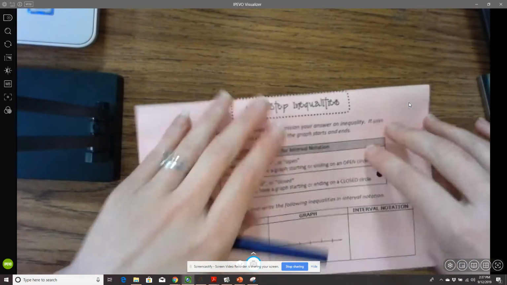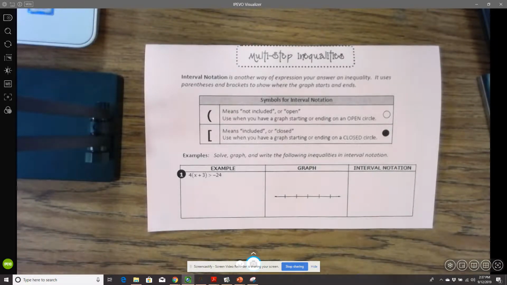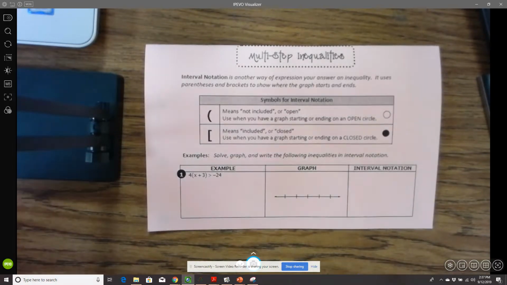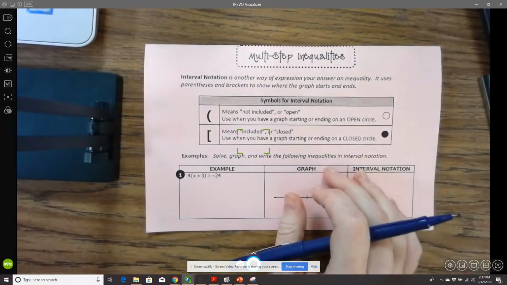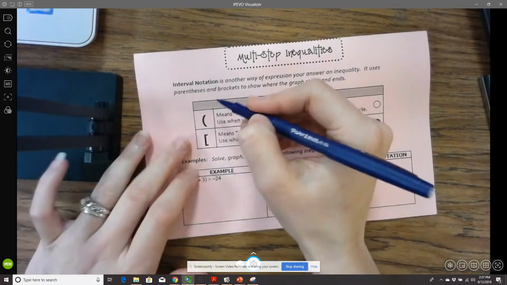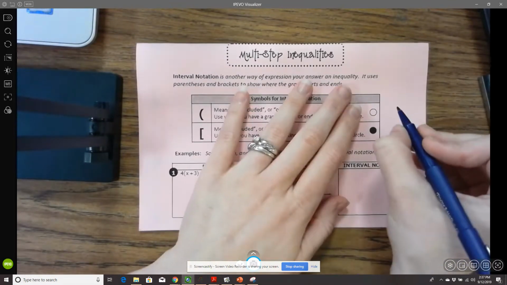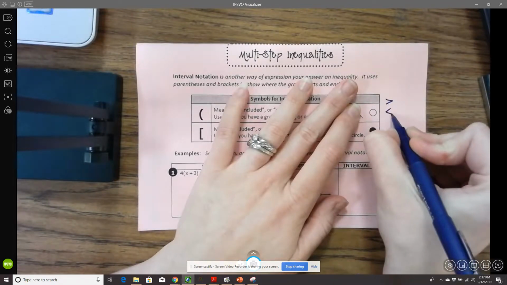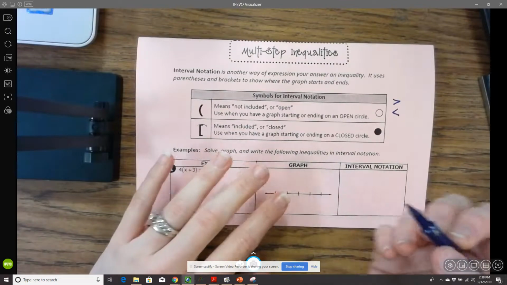This video is for the multi-step inequalities notes, and we're going to focus on interval notation and graphing inequalities on a number line. Interval notation is another way of expressing your answer to an inequality. It uses parentheses and brackets to show where the graph starts and ends. A parenthesis means not included, or an open circle. So these are greater than and less than. If you use a bracket, it means it's included, or closed.